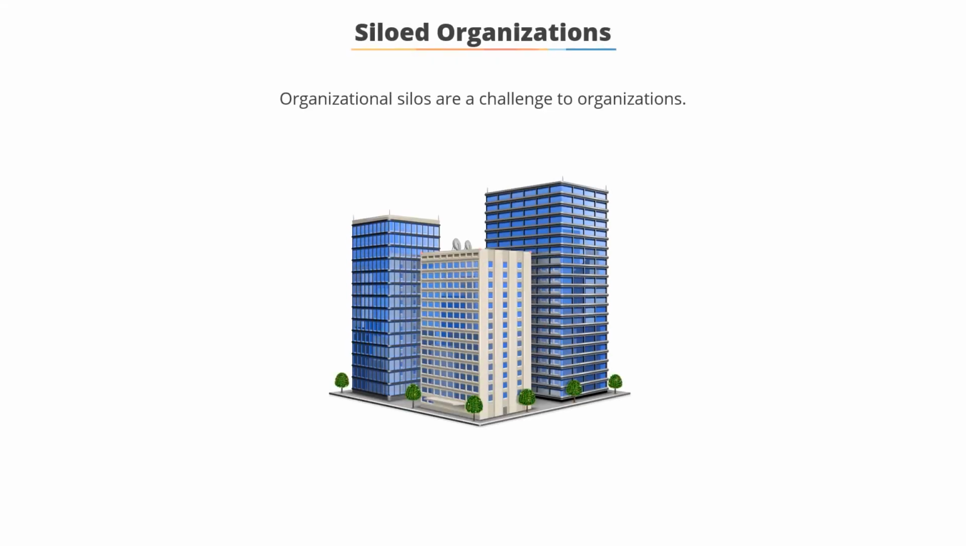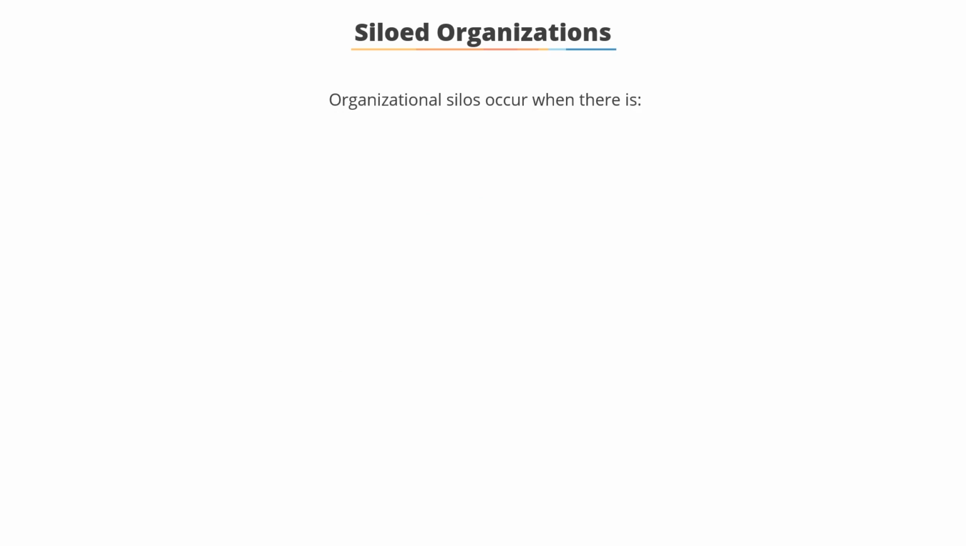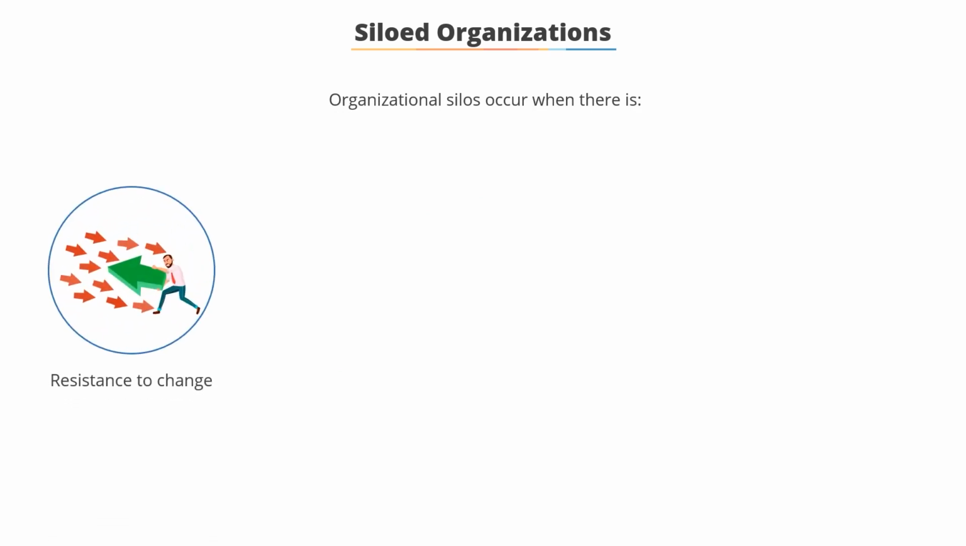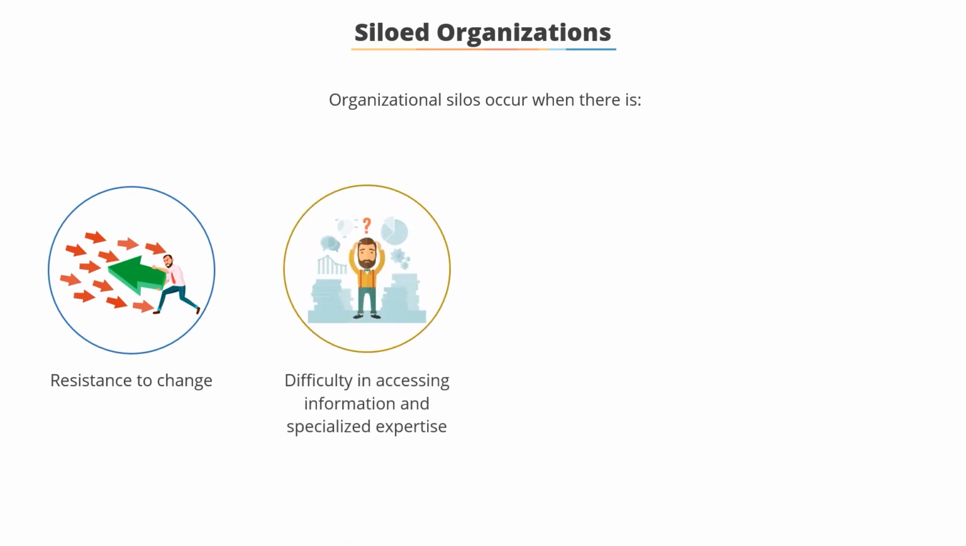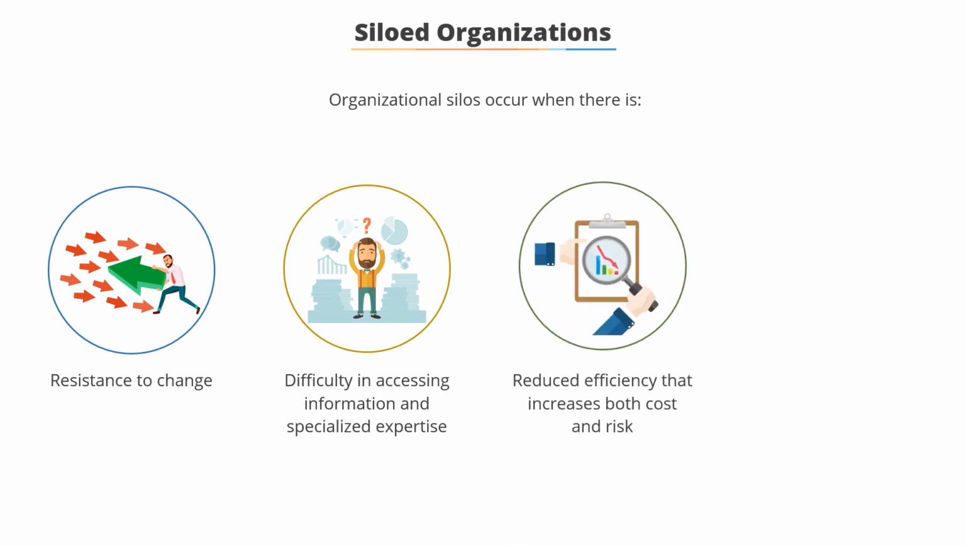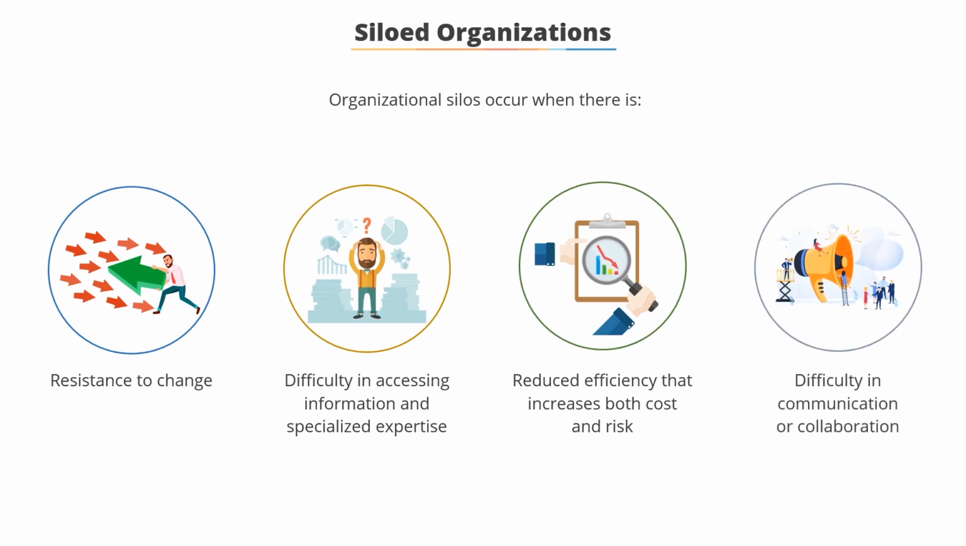Let's learn about organizational silos. One of the biggest challenges an organization can face when trying to work effectively and efficiently with a shared vision, or to become more agile and resilient, is the presence of organizational silos. Organizational silos can form in many ways and for many different reasons. Silos can be resistant to change and can prevent easy access to the information and specialized expertise that exist across the organization, which can in turn reduce efficiency and increase both cost and risk. Silos also make it more difficult for communication or collaboration to occur across different groups.